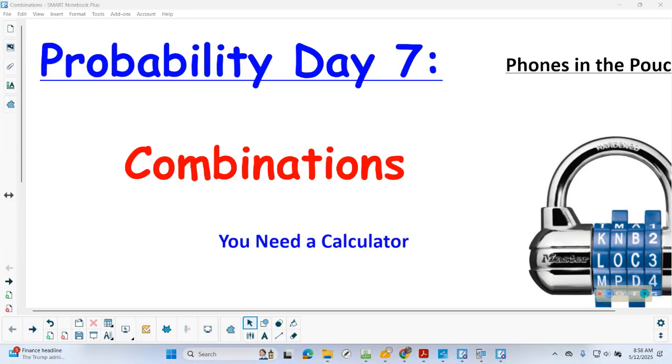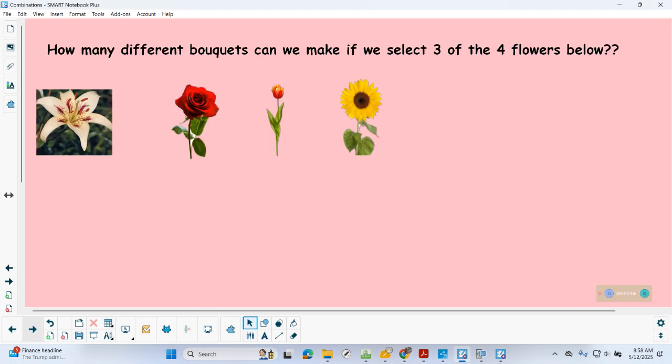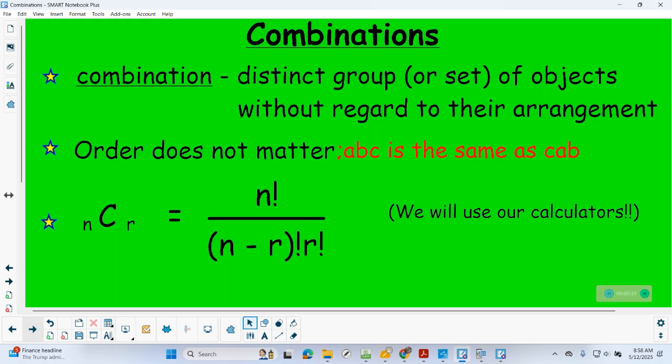Combinations, of course. So combination, just the order doesn't matter. Just like, this isn't on your notes, but just take a look at it. How many different bouquets could you make about those 3 from the 4 flowers below? The order how you put the flowers in the arrangement doesn't matter. You're just trying to arrange the items.